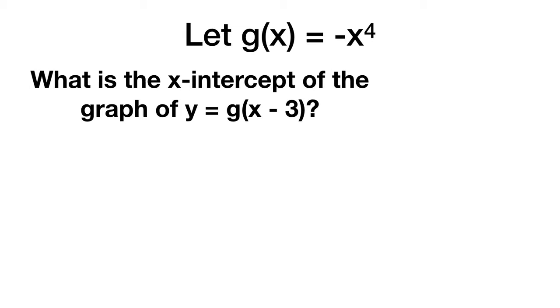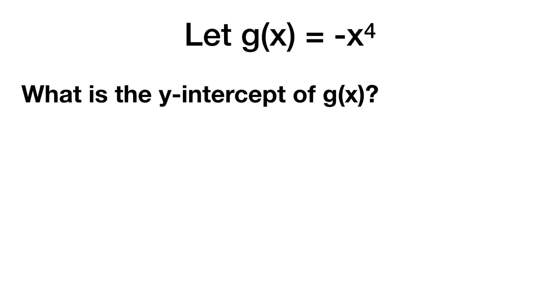What is the x-intercept of the graph if it's y equals g of x minus 3? So g of x minus 3 means y equals negative x minus 3 to the fourth. So let's see, if I want y to be 0, what number gets me 0? What minus 3? That's right, x has to equal 3. What is the y-intercept? So let's see, when x is 0, that's negative 0 to the fourth. That means y is 0.